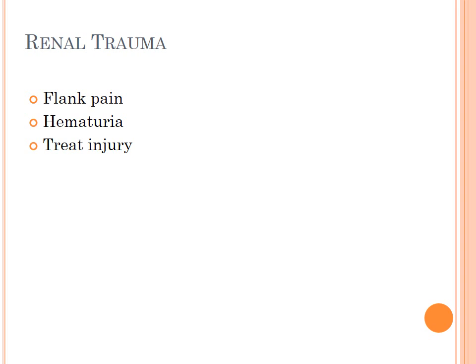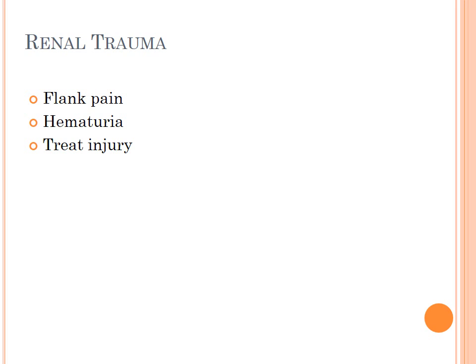Renal trauma from motor vehicle accidents or falls or sports injuries, and you'll see obtaining the history, what happened. Could be somebody's helmet went into my back, and that could be the cause. So looking for symmetry on assessment. Flank pain may be present as well as hematuria, blood in the urine.